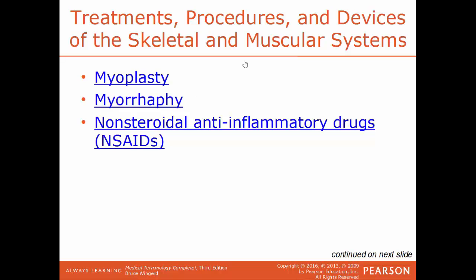The next term, myoplasty, the surgical repair of muscle. Again, myo always means muscle. Plasty means surgical repair of. Alright, next term, myorrhaphy. This is a suture within a muscle. And last term on here, the NSAIDs, non-steroidal anti-inflammatory drugs. These are very common pain relievers. Some common examples: aspirin, ibuprofen, Aleve. All of those are non-steroidal drugs, and they're also anti-inflammatory drugs. So those are common examples of NSAIDs, non-steroidal anti-inflammatory drugs.